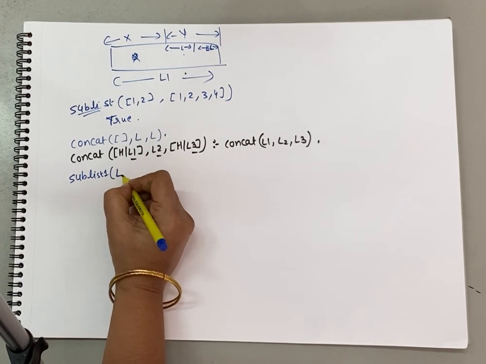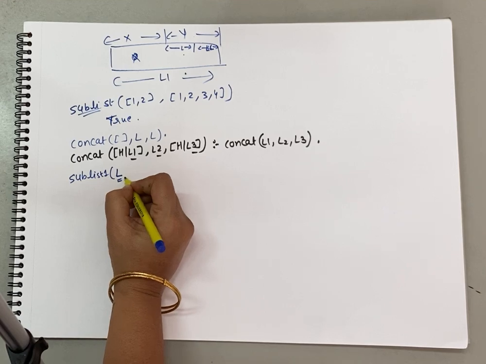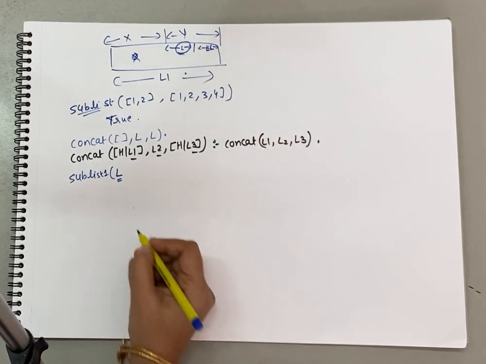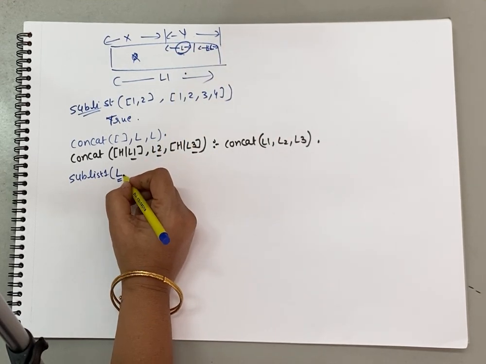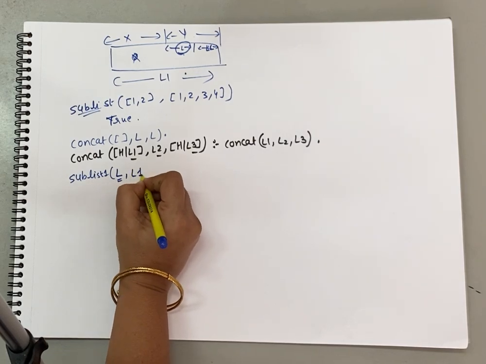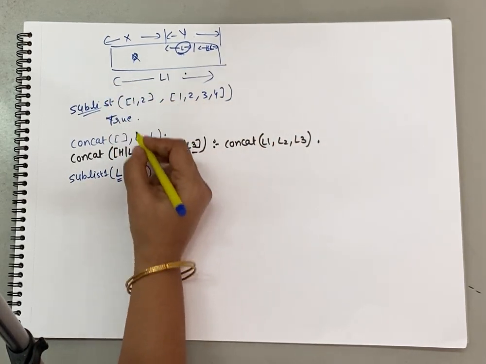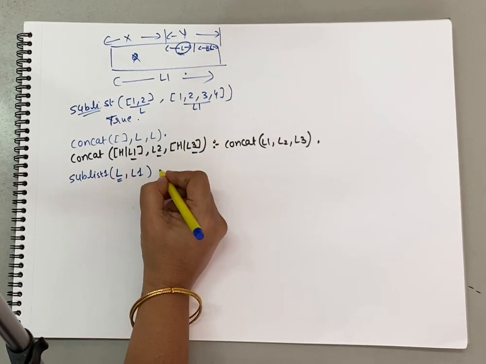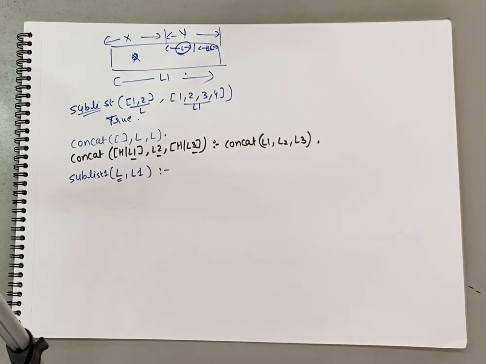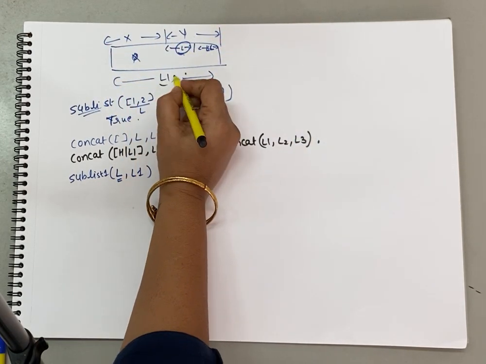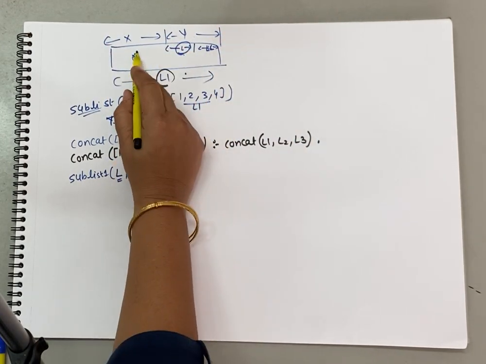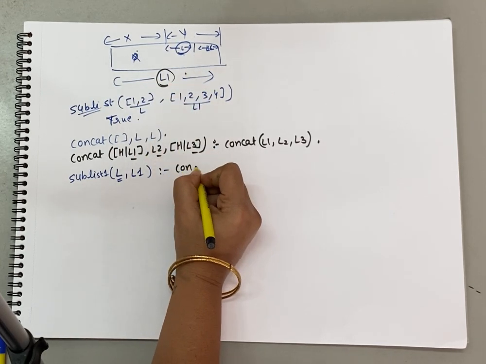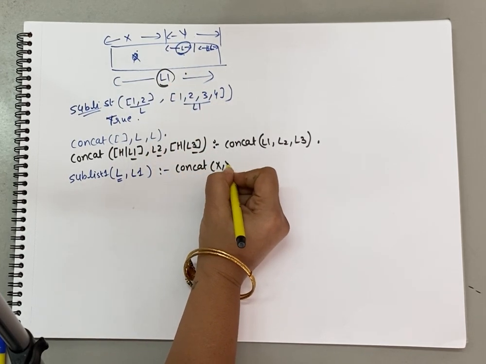Let us say L, that is the sublist that we want to check, which is embedded inside our list. And L1 is the entire list in which we are checking. Means this is L and this is L1 in which we are checking. Okay, so how are we going to call this? You can imagine what L1 actually is. It is the concatenation of X and Y. So concat X comma Y.